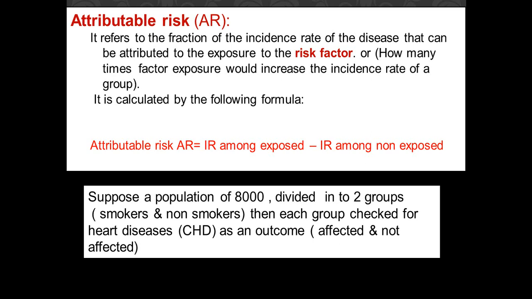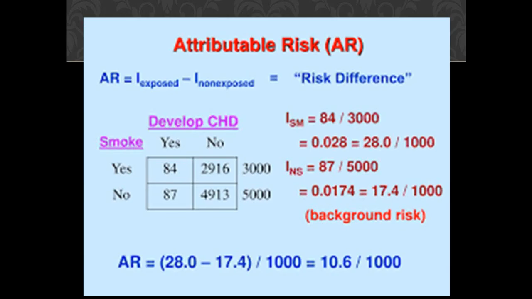Suppose we have a population of 8,000 people divided into two groups, smokers and non-smokers, and each group checked for heart disease. The outcome may be affected or not affected. So here we have 8,000, as we said, in the population: 3,000 were smokers and 5,000 non-smokers. Those who developed cardiac problems among the smokers were 84 out of the 3,000, and among non-smokers 87 out of 5,000.